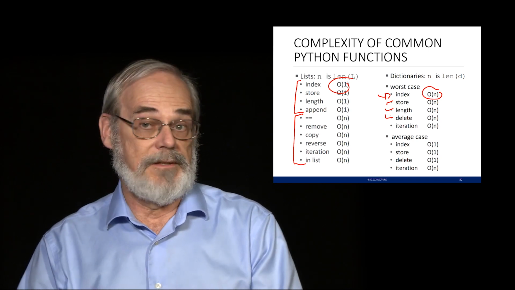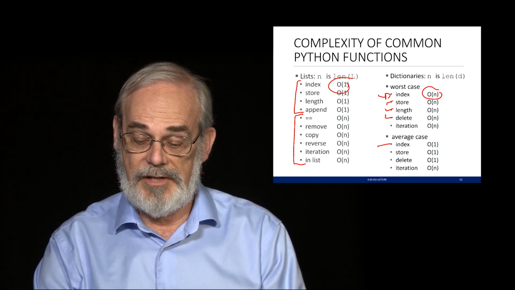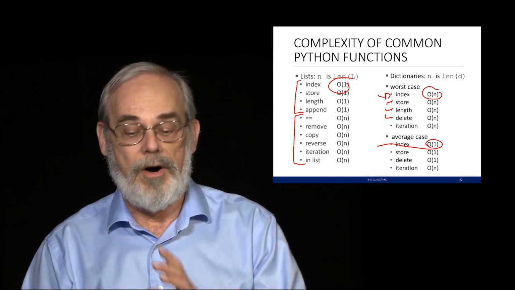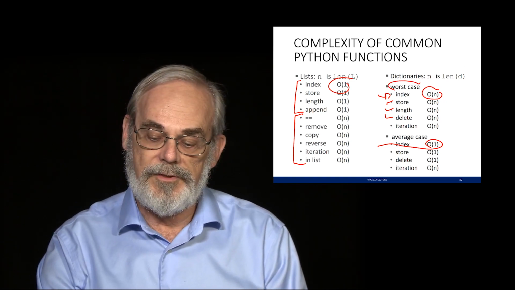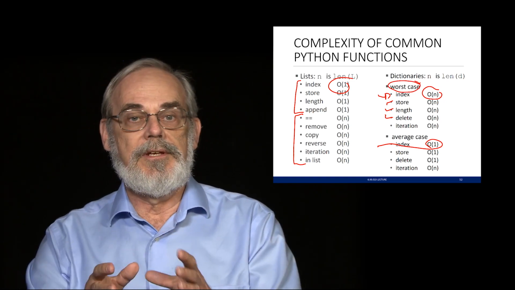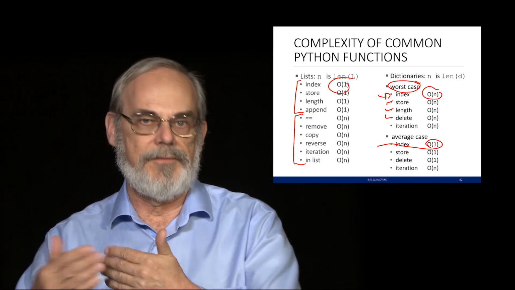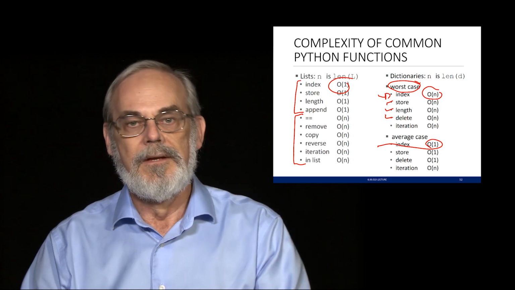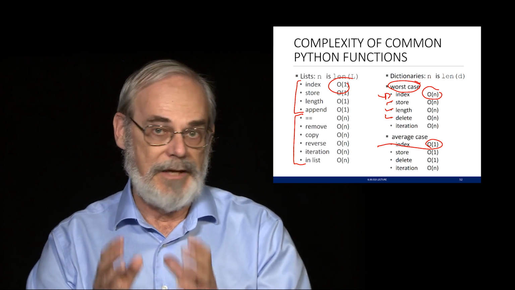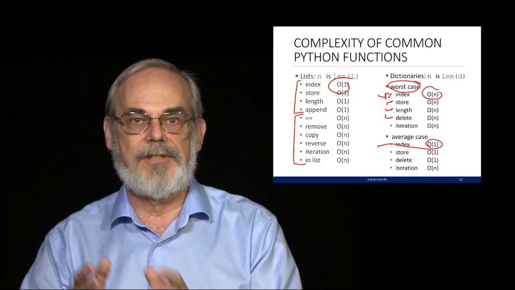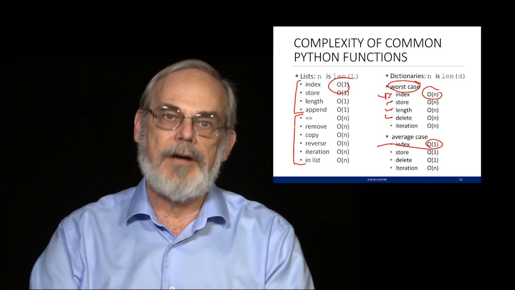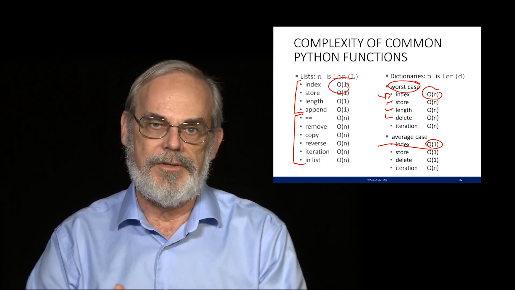On the average case, they may be much more efficient. Indexing actually is going to be constant on average, but remember, we're worried about the worst case. And so what you see here is I get more power with a dictionary, but it comes with a cost in terms of the complexity of the algorithm. But you now have, I hope, a really good sense of the different complexity classes of algorithms and the characteristics that are associated with each of those classes.